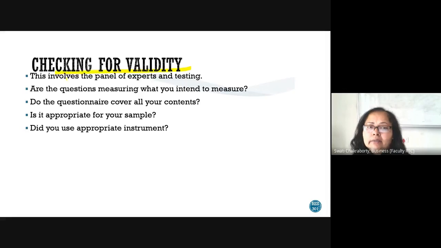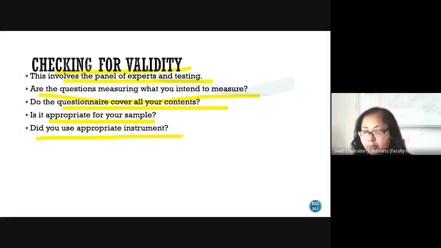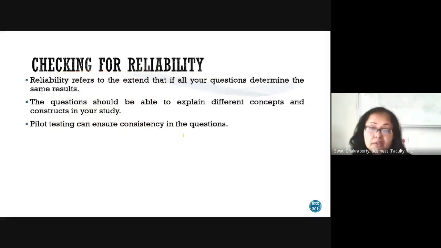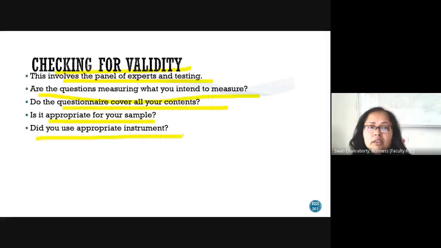Checking for validity, which involves a panel of experts and testing. Are the questions measuring what you intend to measure? Do they cover all your contents? Is it appropriate for your sample? And did you use appropriate measurement or instrument, as we say?